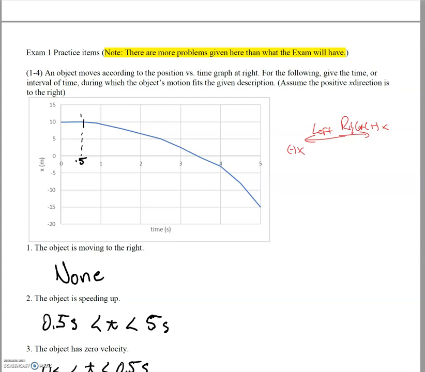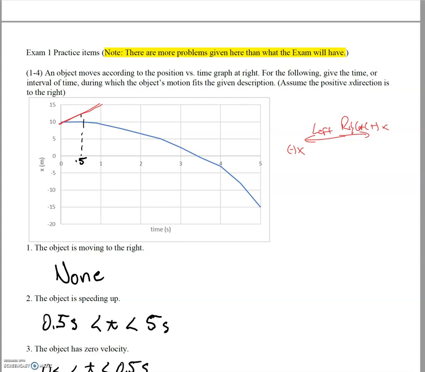So moving to the right would mean that we would need to be gaining position, so increasing in the positive x direction. In all of the time intervals here, we either have a horizontal line or we have a downwards pointing line. So that means that we're only either staying stationary or moving to the left. To move to the right, we would need to be going up, like I've drawn right here. So the answer to number 1 is none as a result.